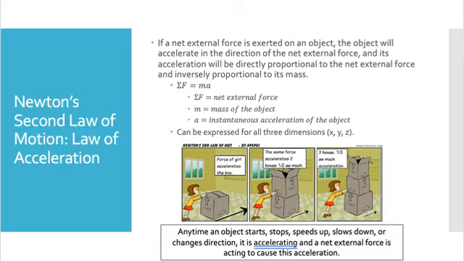This question leads us to Newton's second law of motion, the law of acceleration. Put simply, this law states that if a net external force is exerted on an object, the object will accelerate in the direction of the net external force, and its acceleration will be directly proportional to the net external force and inversely proportional to its mass. Thus, force is equal to mass times acceleration. This equation can also be used for force and acceleration in all three dimensions, x, y, and z. Anytime an object starts, stops, speeds up, slows down, or changes directions, it is accelerating, and a net external force is acting to cause this acceleration.